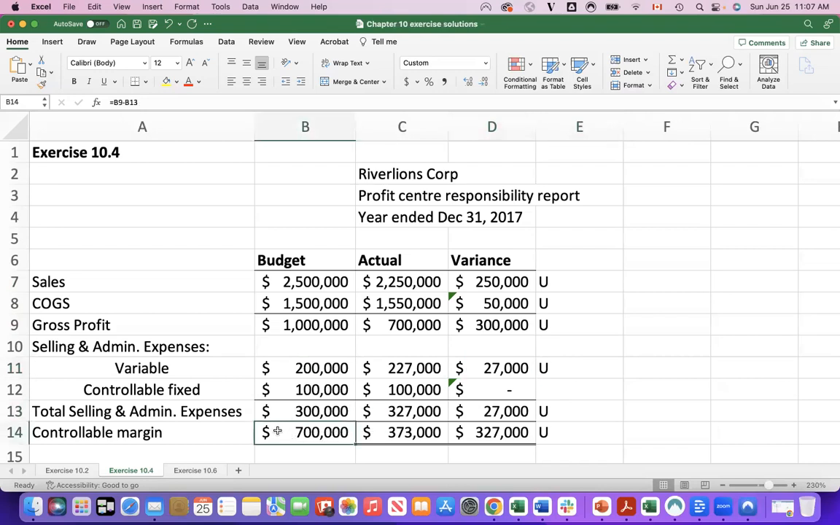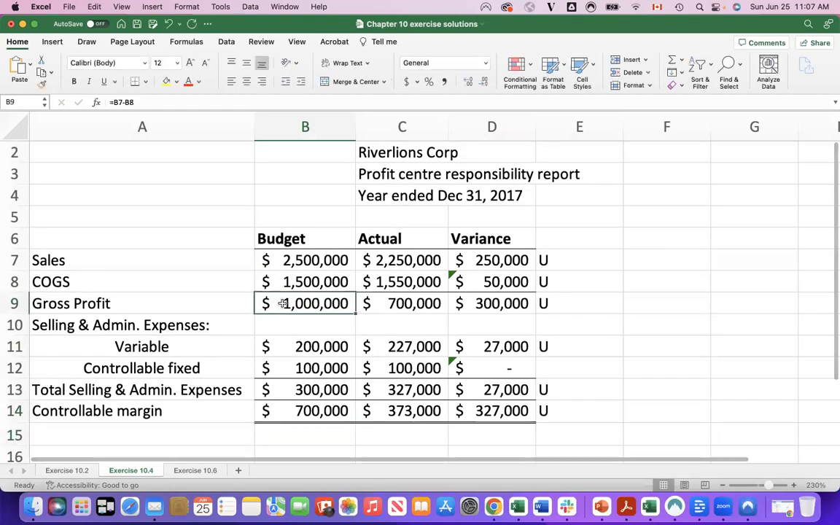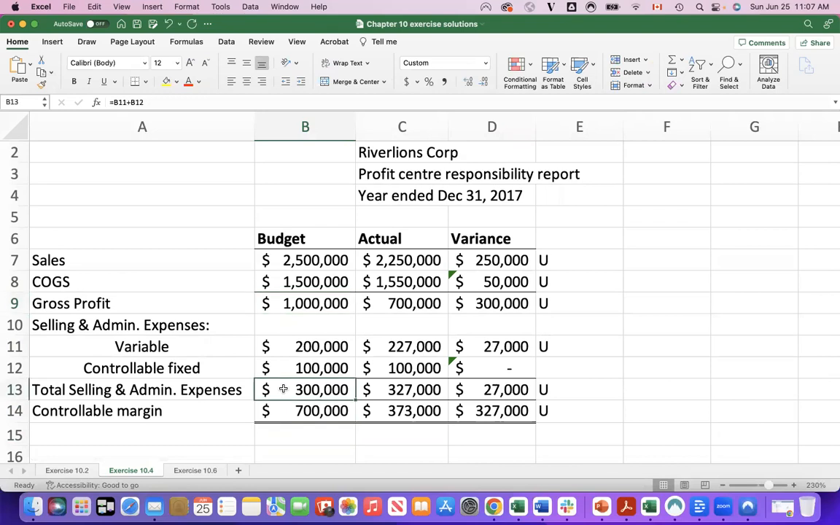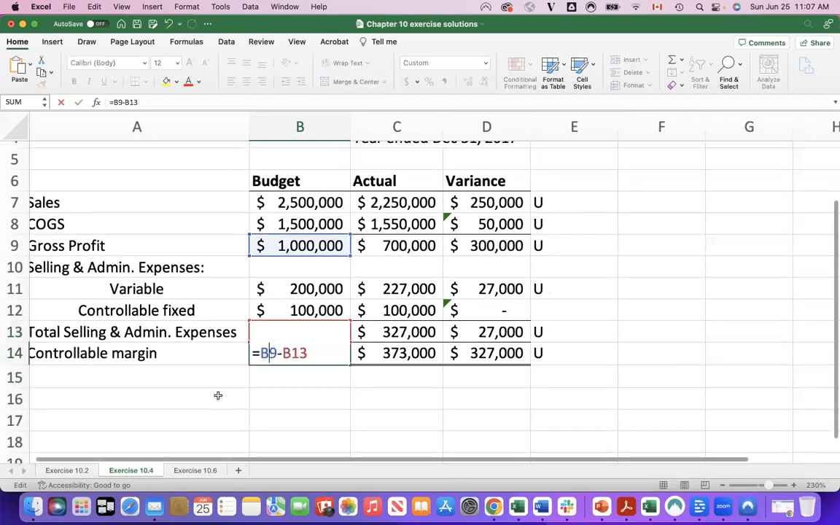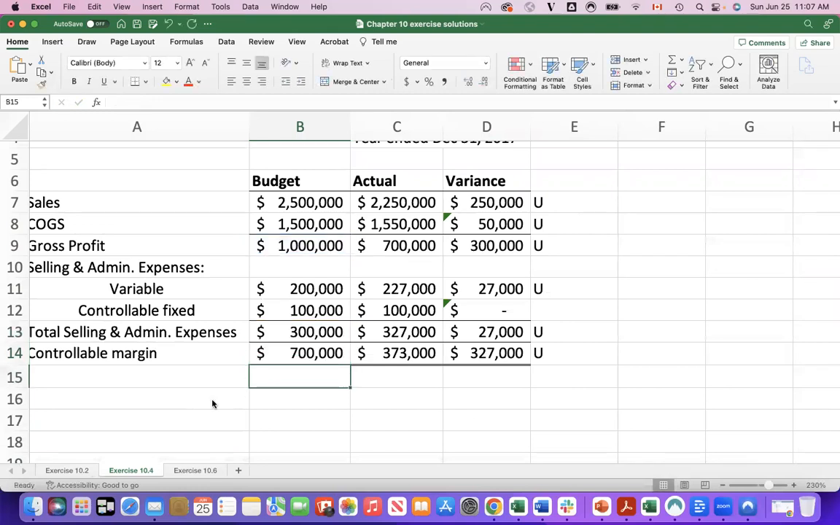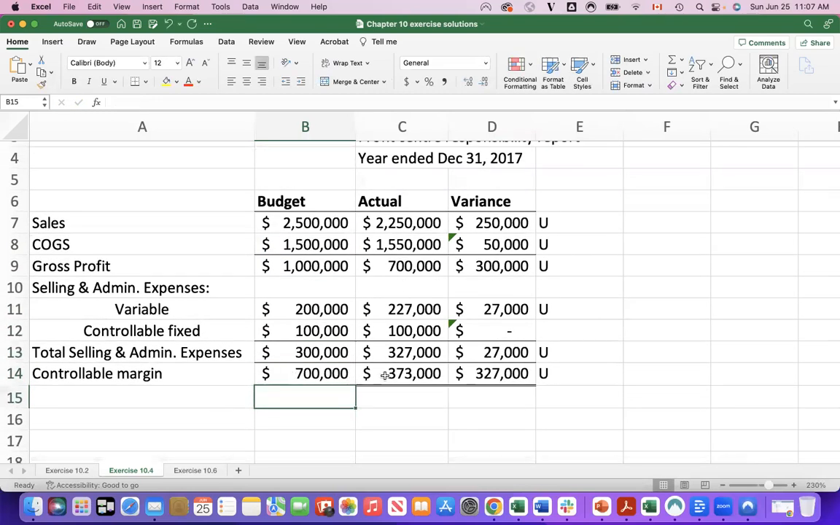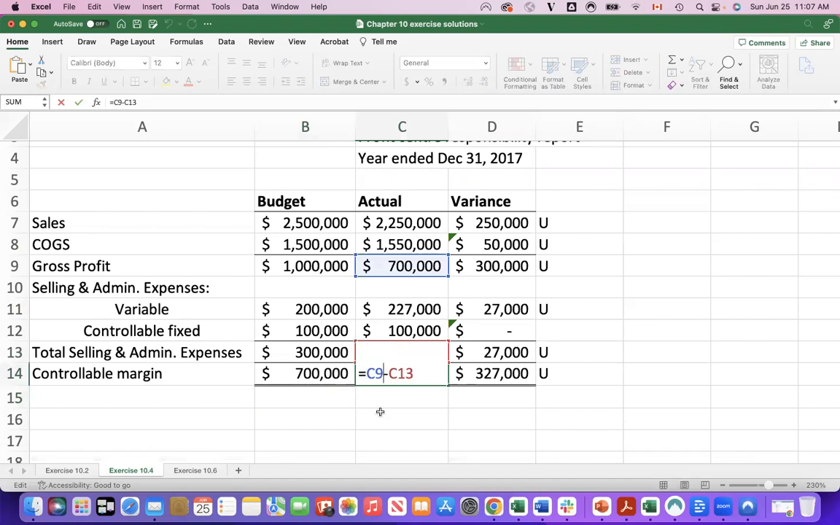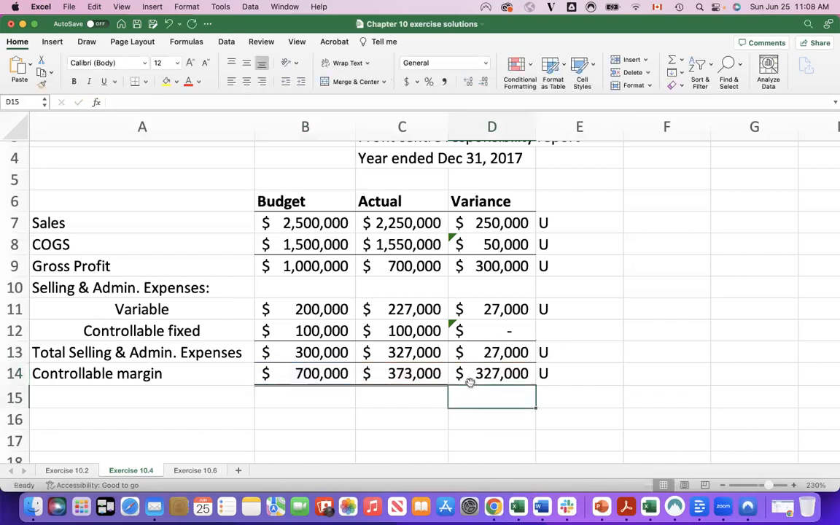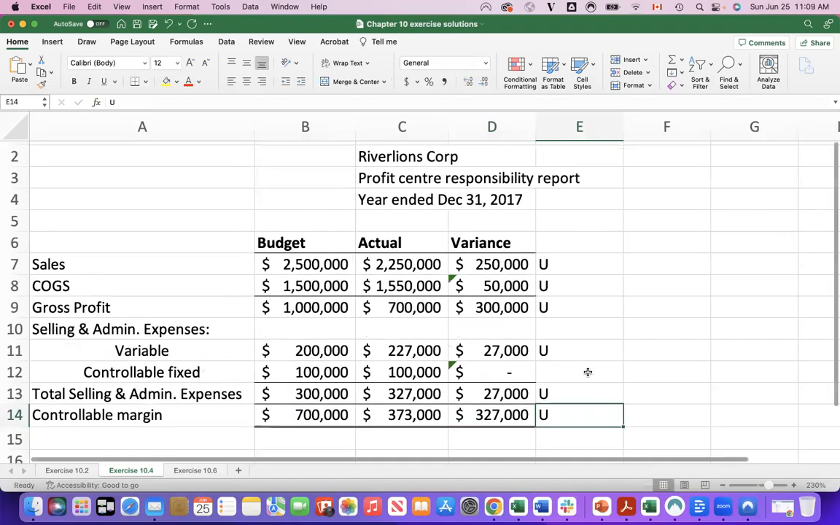In conclusion, we anticipated to have a controllable margin, so essentially the profit for this center, we expected to have a profit of 700,000. The gross profit of 1 million less the anticipated selling and admin of 300,000. We anticipated to have a profit or controllable margin of 700,000. We only ended up turning a profit or a controllable margin in this center of 373,000. So we were off by quite a bit. That difference between the two gets us our variance of 327,000, and that would be an unfavorable variance.